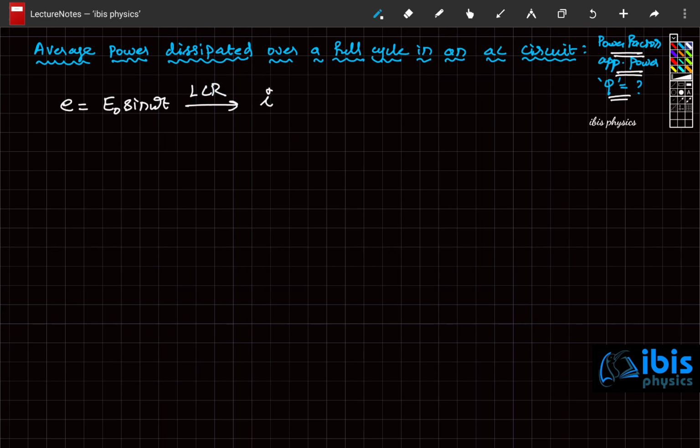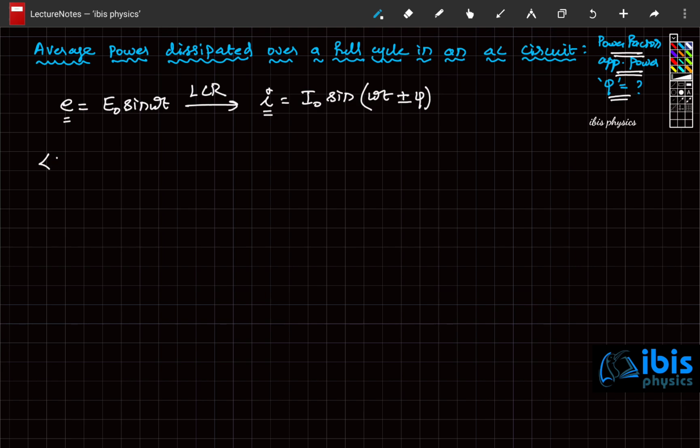So the current will be equal to I naught sine omega t if it is only a resistor. If it is only a capacitor, omega t plus pi by 2. Only an inductor, it is minus pi by 2. When it is a mix of any two or all three, it will be plus or minus phi. So this is the instantaneous voltage and then the instantaneous current.